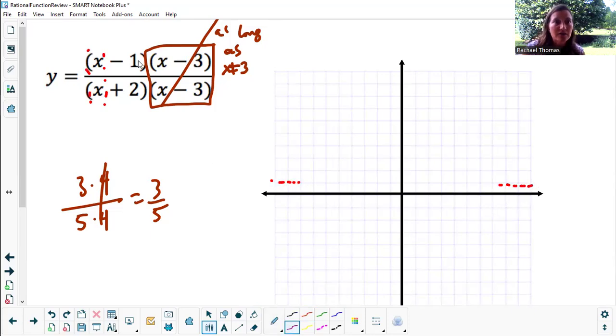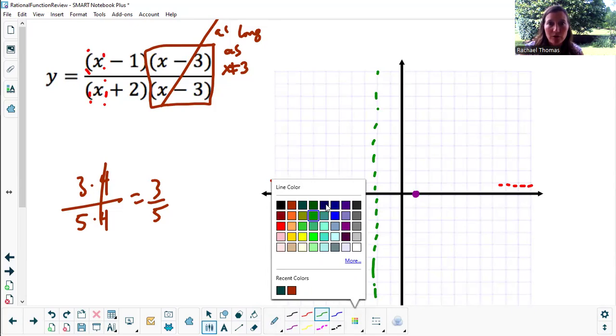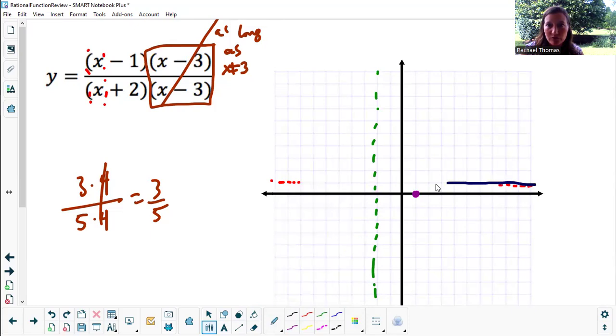I've got a zero of positive 1 and a vertical asymptote of negative 2. I just remember here that when x equals 3, crazy things are going to happen. But barring those crazy things, I'm just going to hop over x equals 3 and graph my function here.